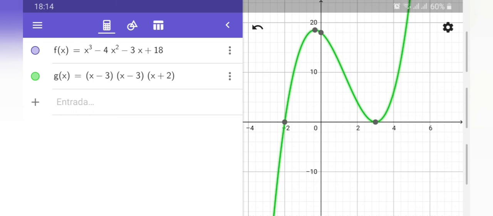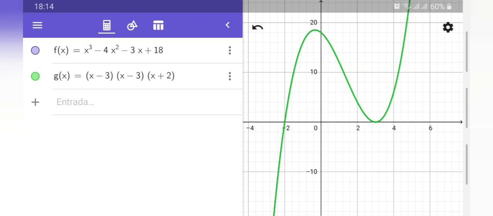So why is this? Because if we want g of x, which is f of x actually, to be 0, we can say that any one of these three parentheses can be 0, right? If x minus 3 was 0, then multiplied by anything it would be 0, right? 0 multiplied by anything is 0. So x minus 3 is 0 because when x equals 3, we have 0. And when x equals minus 2, we have another 0.